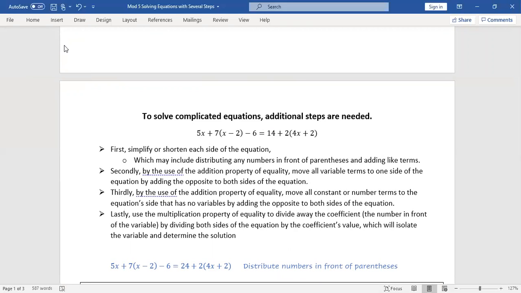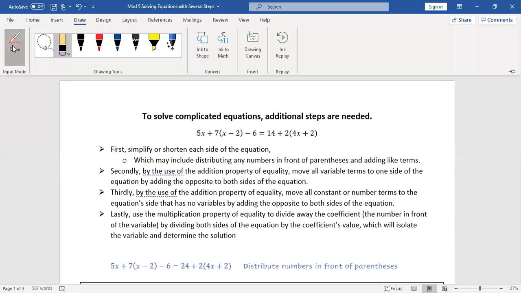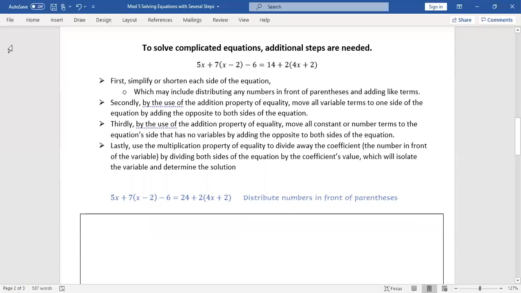How do you go about simplifying a side of an equation? Well, we're going to possibly have to distribute, and then we're going to add like terms. And after we've done that to both sides of the equation, we're then going to have to move all the variable terms to be on one side and all the constant terms or number terms to be on the other side. When we do that, sometimes we have a coefficient in front of the variable term that's not 1.